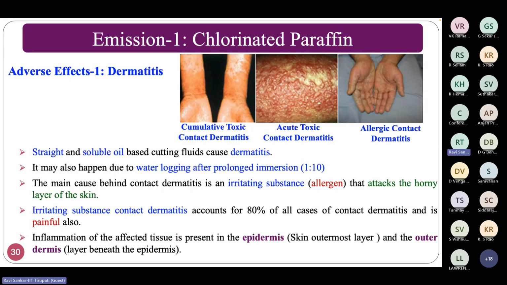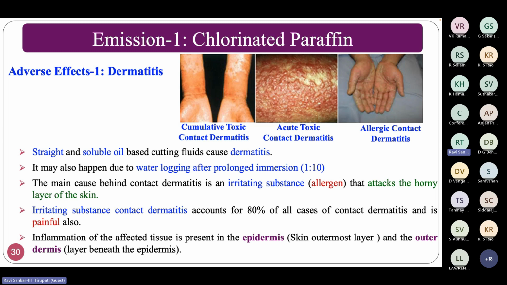So the first one is contact dermatitis. Your cutting fluid falls in the machining zone. Assume that the turning operation is going on. So your headstock is rotating, which means your workpiece is rotating at 1000 RPM or 2000 RPM. The cutting fluid goes in, and some cutting fluid takes part in the machining zone, and some cutting fluid goes to the cutting fluid tank, which is beneath the lathe machine.